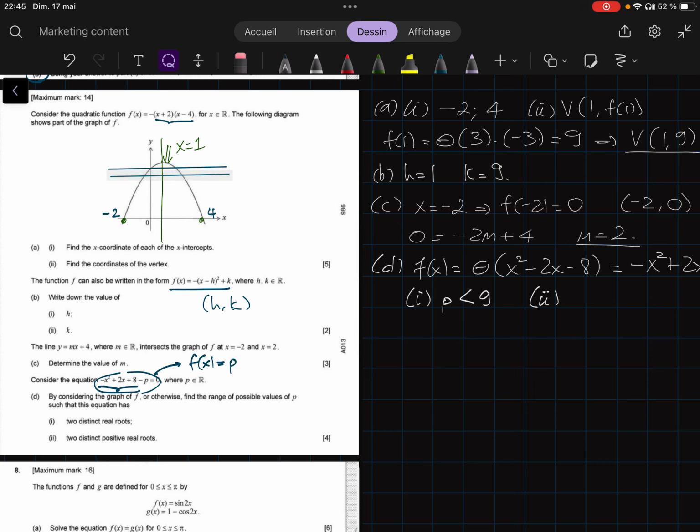So the smallest value has to be at the y-intercept. So the y-intercept of the graph of f is going to be 8. And therefore, p has to be between 8 and 9 exclusively. This is the end of question 7.